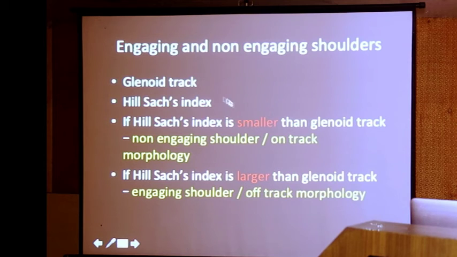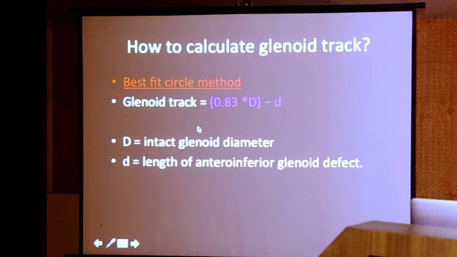So for engaging and non-engaging shoulders, what we need is the glenoid track and Hill-Sachs index. I've already explained what happens when the Hill-Sachs index is smaller or larger. Now how to calculate the glenoid track? I've already shown how to calculate the glenoid bone loss. It's the same method that we use, the same measurements that we use.